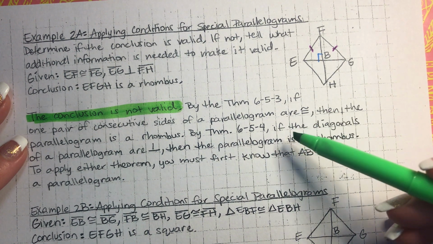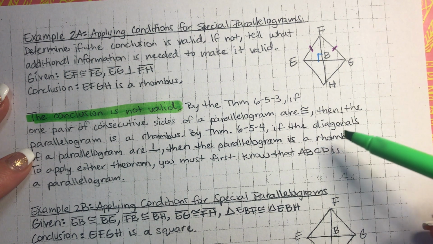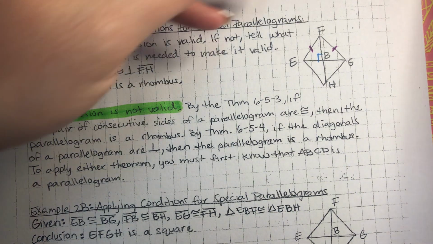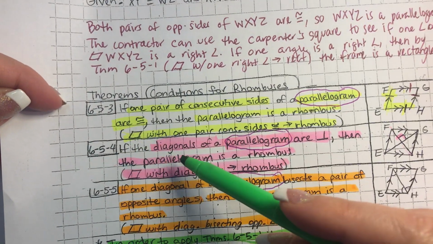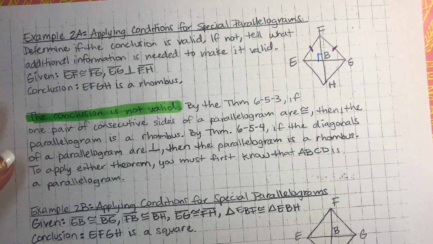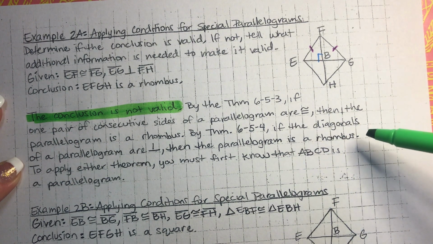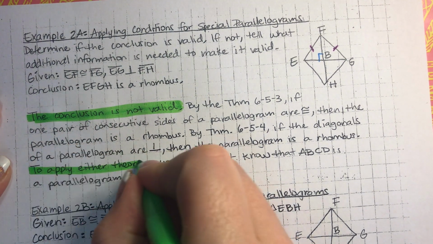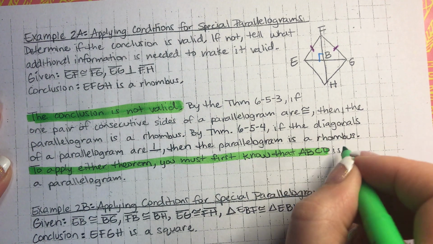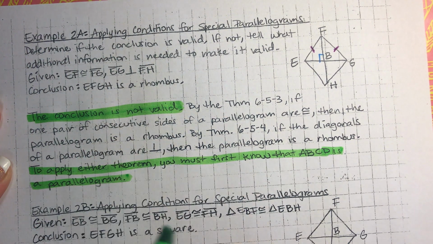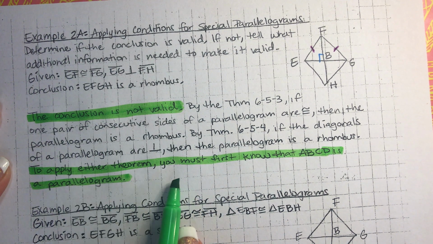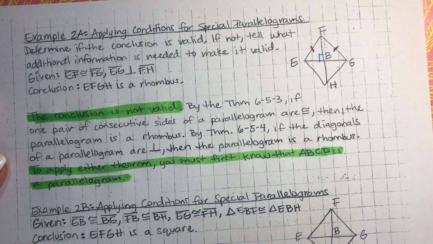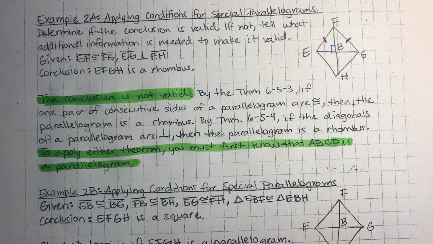If one pair of consecutive sides of a parallelogram are congruent, then the parallelogram is a rhombus. By theorem 654, if the diagonals of a parallelogram are perpendicular, then the parallelogram is a rhombus. To apply either theorem you must first know that ABCD is a parallelogram, and we don't know. So the conclusion is not valid because to apply either theorem, you must first know that ABCD is a parallelogram. Okay, so that one is not valid.